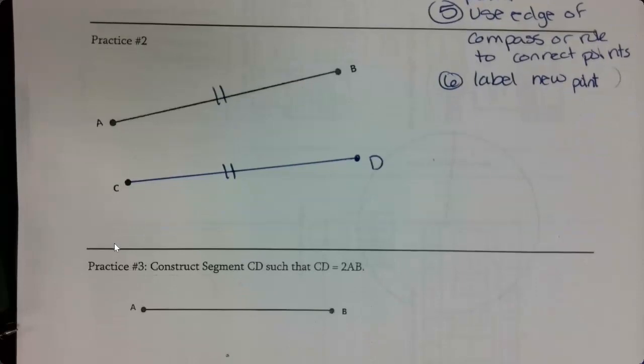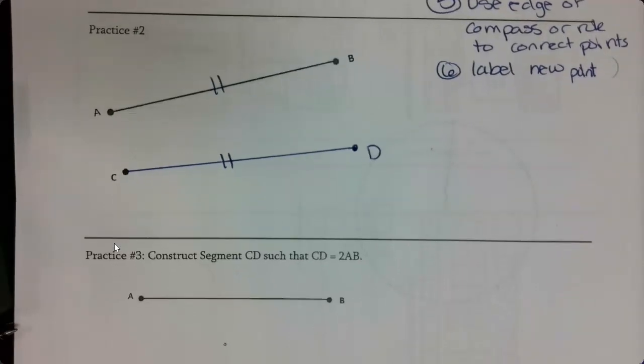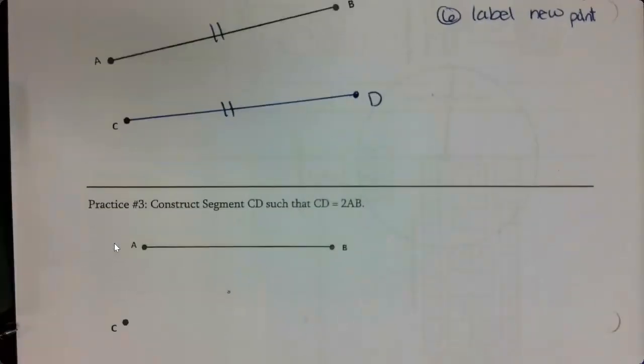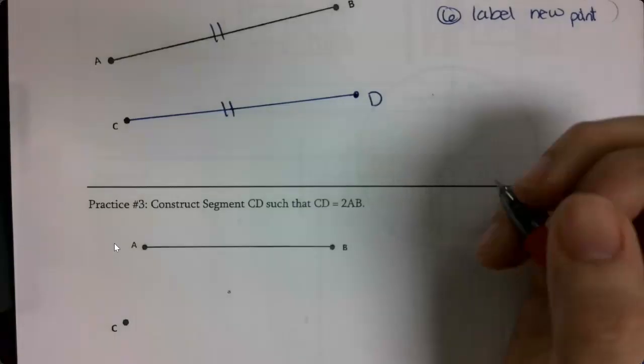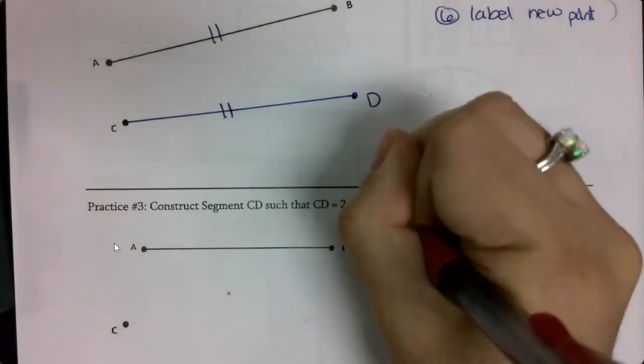So my next one wants me to construct segment CD such that CD is twice as long as AB. This means I'm going to make a circle from the point I draw.